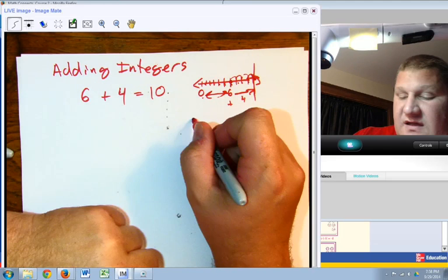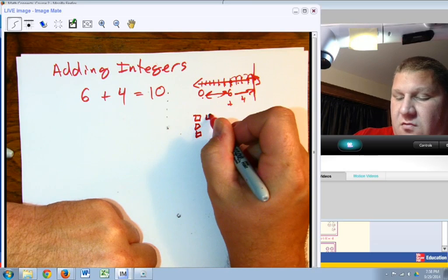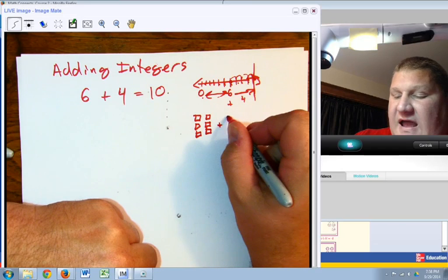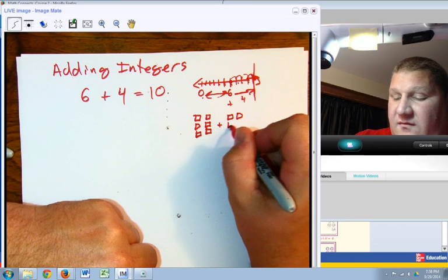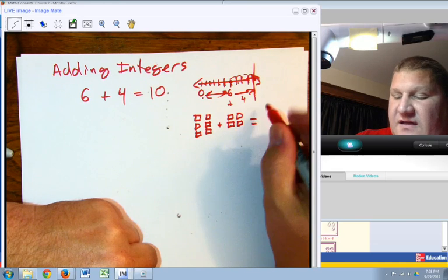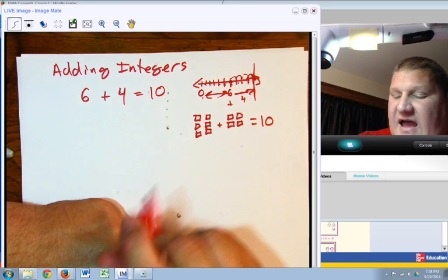Another way to think about it is 1, 2, 3, 4, 5, 6. I got 6 items here. I want to add to that 4 more items. And so I say 6 plus 4 is 10. Okay, so if we have that, we can come up with 10.